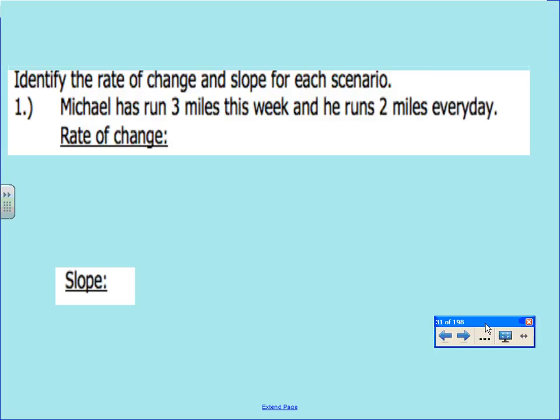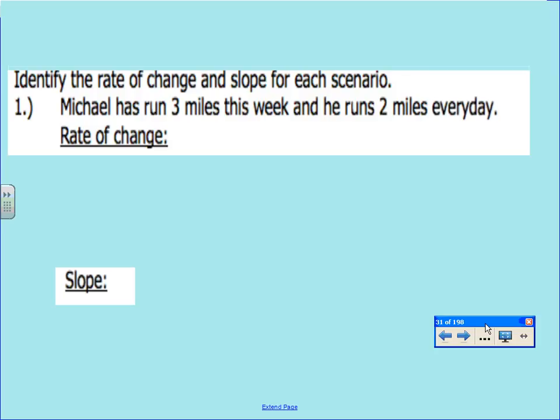They give us the same scenario from the previous page, but now instead of coming up with slope-intercept form, we just need to find the rate of change. In other words, what is the slope? The scenario is Michael has run 3 miles this week and runs 2 miles every day. What is the rate of change, or what is the number that's changing?